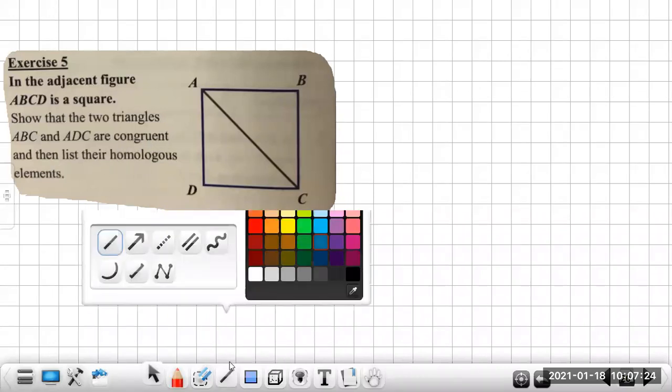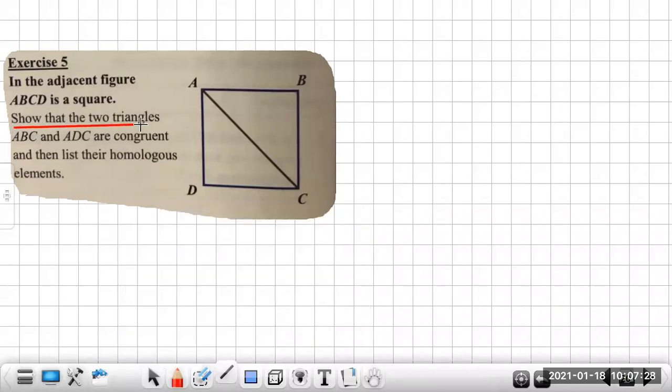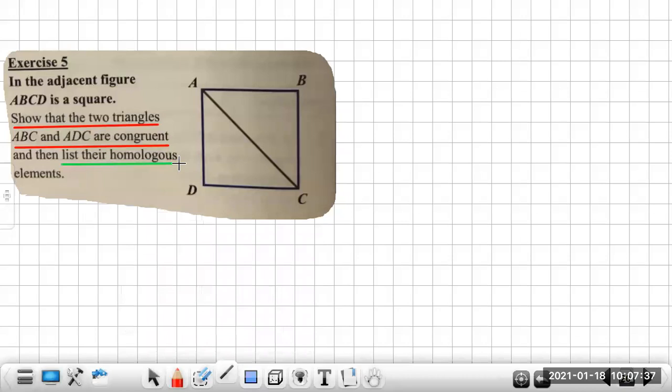So we have two questions. The first part is to show that the two triangles are congruent, and the second part is their homologous elements. So first step, we start with the congruent triangles.